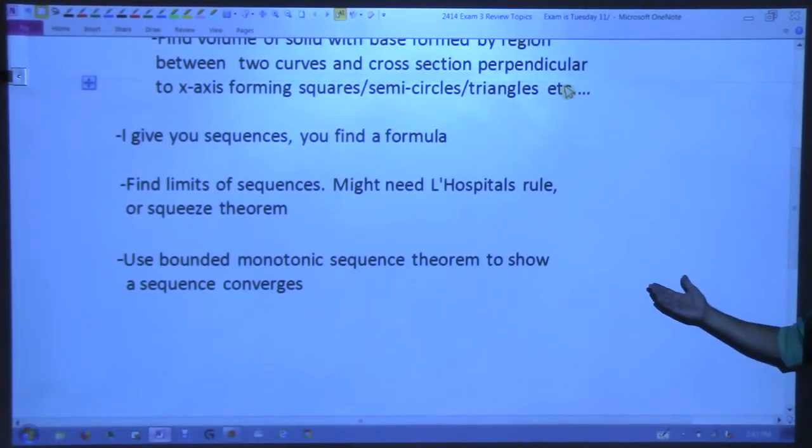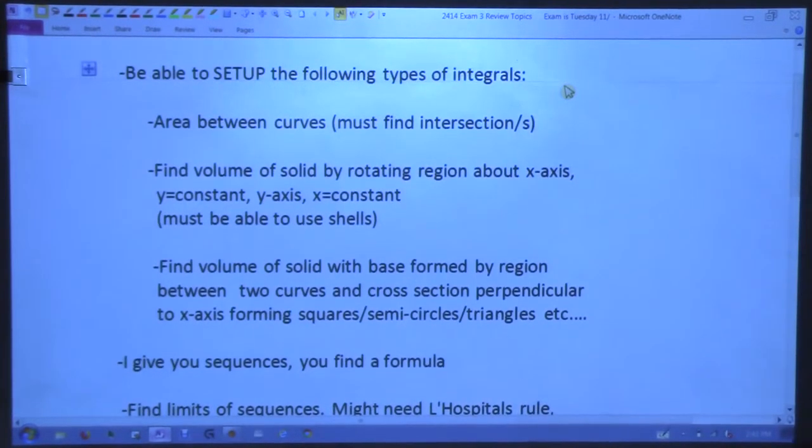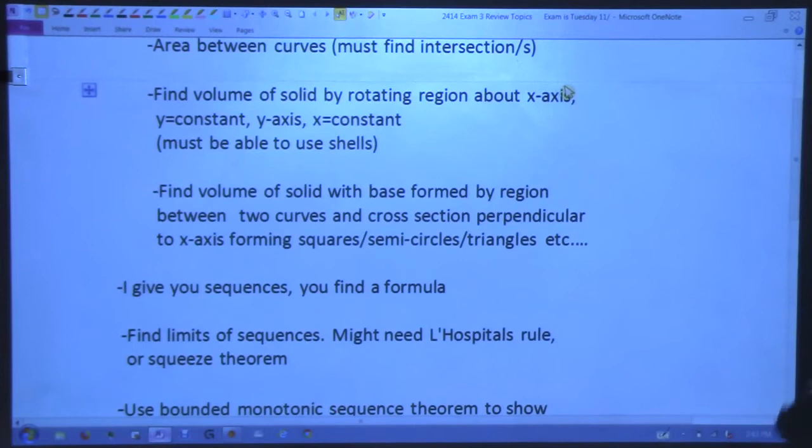How many questions? I don't know. Looking at this, I can't see more than maybe 7 or 8.